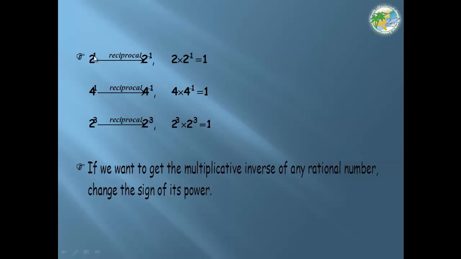For example, if we have 2 power 1, change it into 2 power negative 1. If we multiply the number by its inverse it will equal 1. 4 power 1, we change it to 4 power negative 1, so 4 times 4 power negative 1 equal 1. 2 power 3 changes into 2 power negative 3, then 2 power 3 times 2 power negative 3 equal 1. If we want to get the multiplicative inverse of any rational number, change the sign of its power.